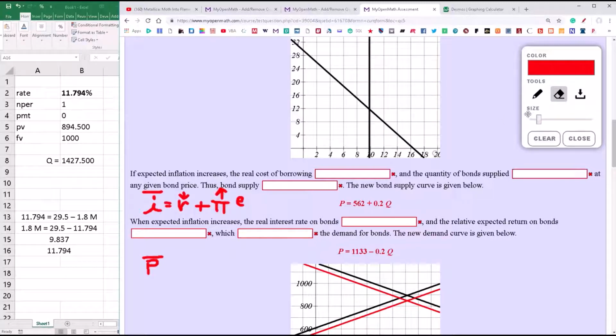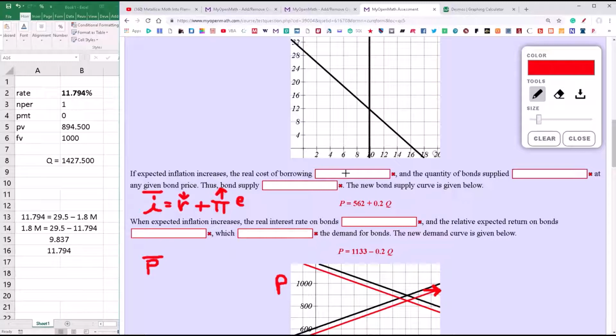Okay. So when we're shifting supply, we're going horizontally, which means we're holding the price constant. That's the price right there. We're holding the price constant. We're holding the nominal rate of interest constant. If expected inflation rises, then the real rate of interest will fall. The real cost of borrowing decreases.